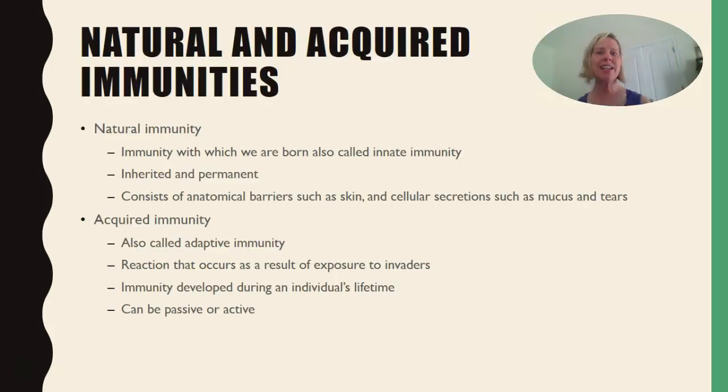Next, I want us to look at natural and acquired immunities. Natural immunity is the immunity that we're born with, or what we call innate immunity. And it is inherited and permanent. It consists of anatomical barriers such as skin and cellular secretions like mucus and tears. So when we were looking at the non-specific defense mechanisms, that is that natural immunity we're talking about.